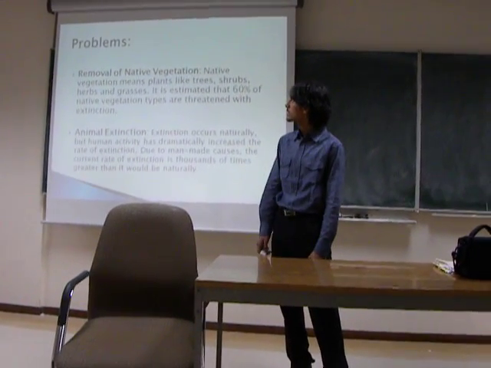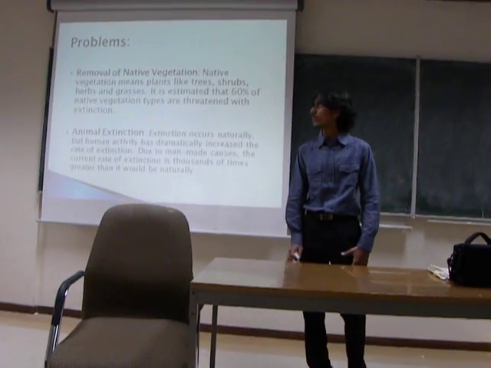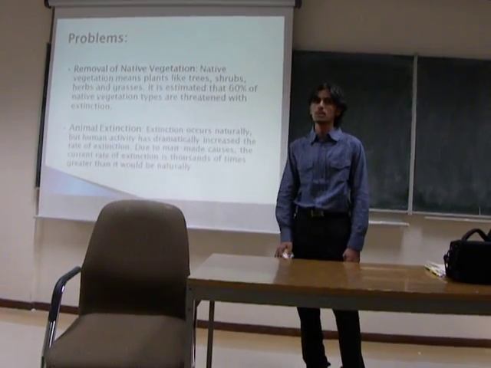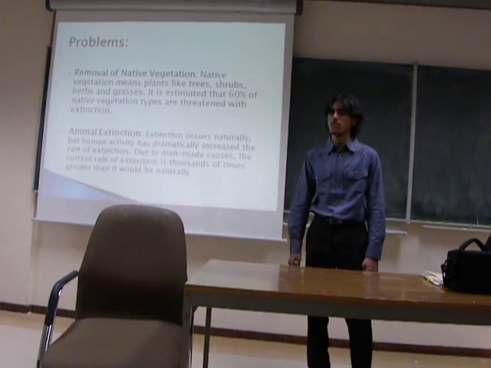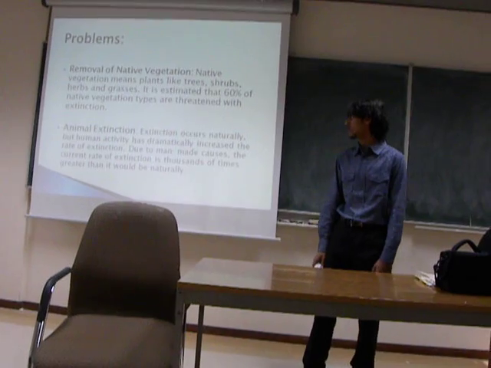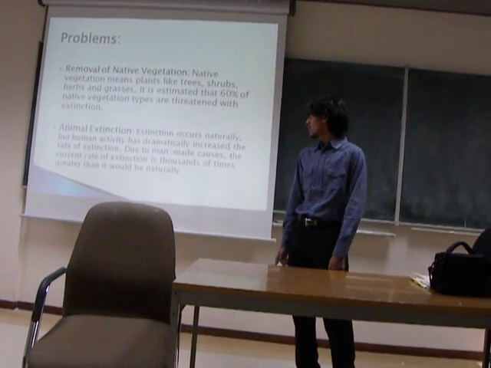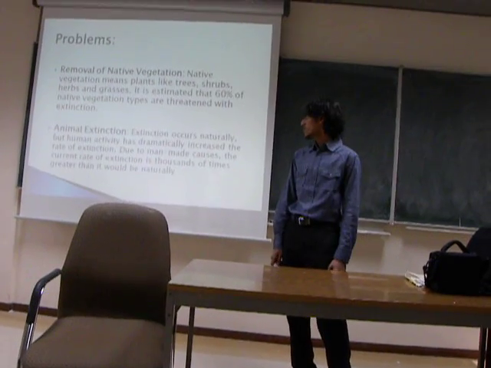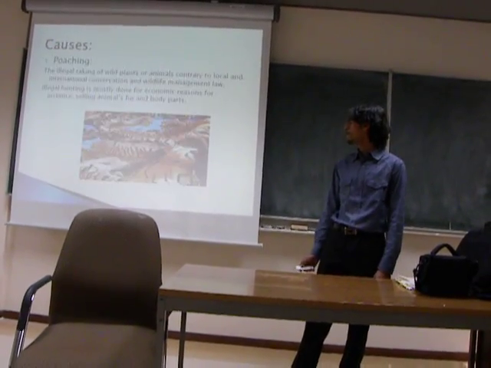Problems. The first problem is the removal of native vegetation. Native vegetation is the removal of plants like trees, herbs, and grass. It is estimated that 60% of native vegetation types are threatened with extinction. Animal extinction. Extinction occurs naturally, but human activity has increased the rate of extinction. And the current rate of extinction is 1,000 times greater than it would naturally be.